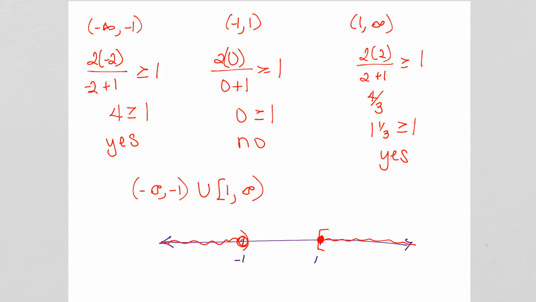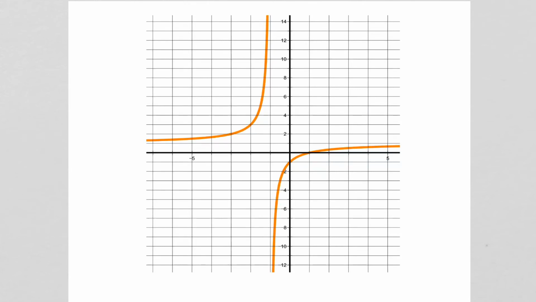Let's look at one more example of a rational inequality. And here's a picture, by the way. We were looking at greater than or equal to 1, so you can see that there is an asymptote here at -1. And so that's why we would not include that. But all this is greater than 1, and then starting at 1 is greater than 0. And this is 2x over x plus 1 minus 1 that I've graphed there.